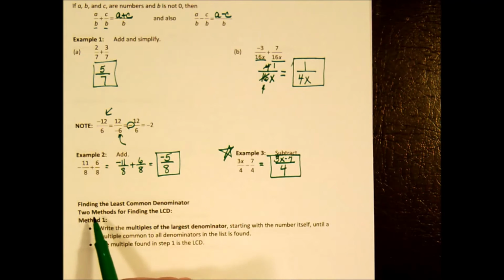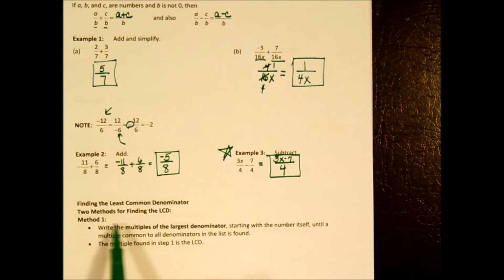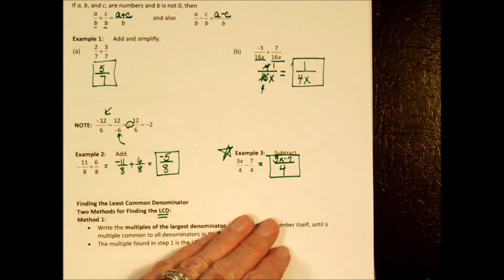All right, so let's look at, as you might suspect, most of the time your fractions are not going to have common denominators, so we're going to look at when they don't. There's 2 methods for finding the LCD because you have to have a common denominator before you can add or subtract. Not when you multiply or divide, but when you add or subtract. So the first way is to write the multiples of the largest denominator, and I'm going to show you this in a minute, starting with the number itself until a multiple is common to all denominators. So I'll show you that. And the multiple found in step 1 is the LCD.